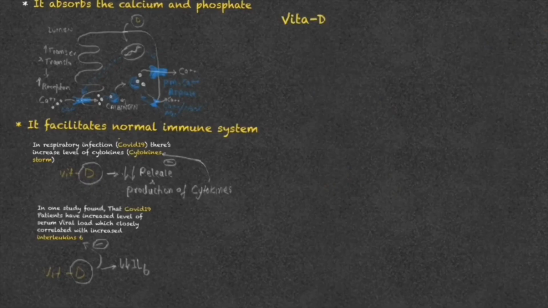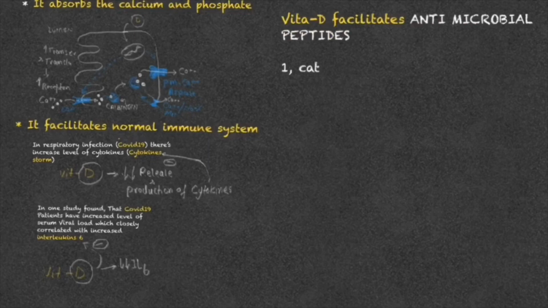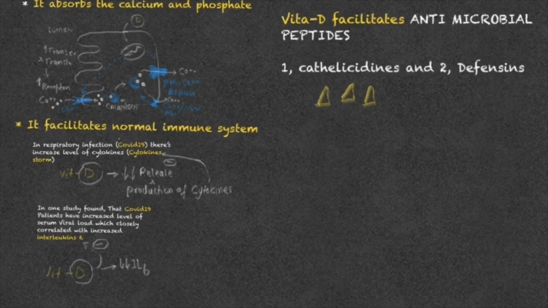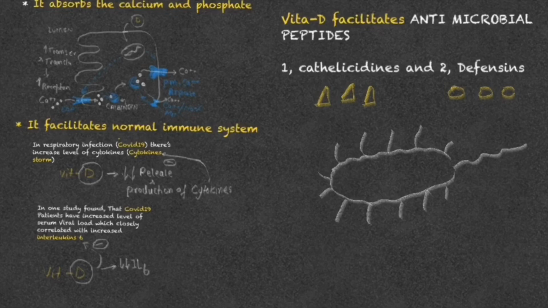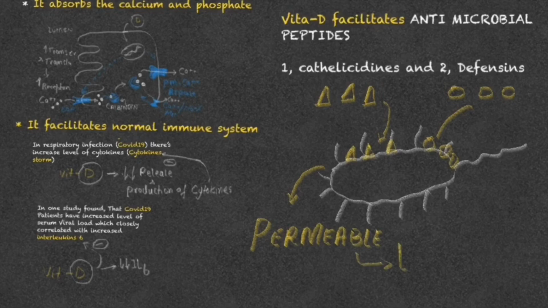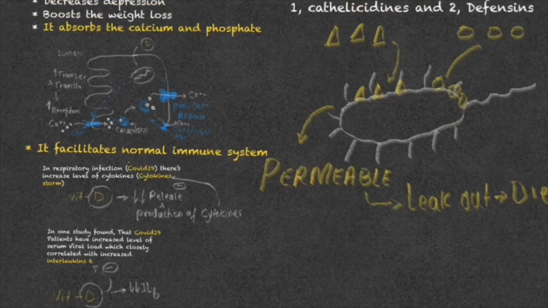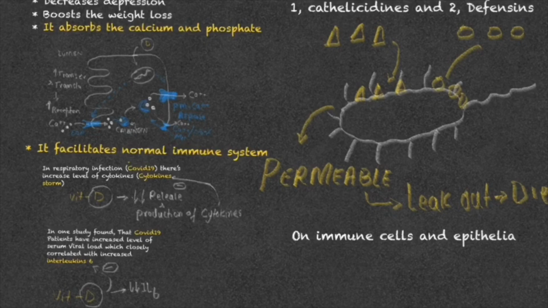So vitamin D facilitates the antimicrobial peptides. These are cathelicidins and defensins. Cathelicidins and defensins attack the pathogen's membrane and make it permeable. Let's say this is a virus or bacteria or a parasite, and they attack and make it permeable, which leads to a leak of the content of the cell and the cell dies. Cathelicidins and defensins are found on the immune cells and epithelial cells that are in contact with the environment.